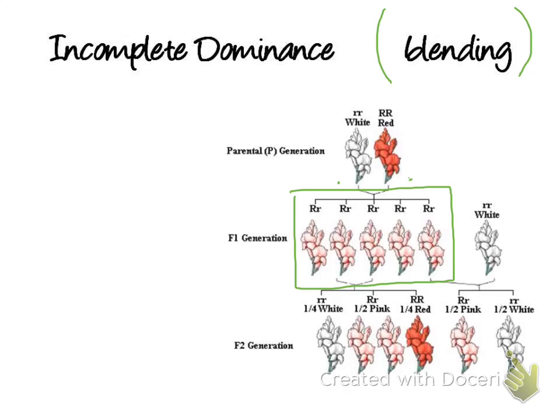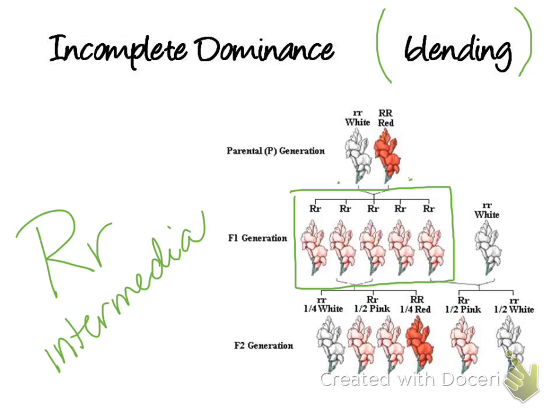Remember, your heterozygotes show an intermediate phenotype. But instead of it just continuing to blend, if you cross two pink together, your white and your red still show up. Your heterozygous will always be somewhere in the middle.